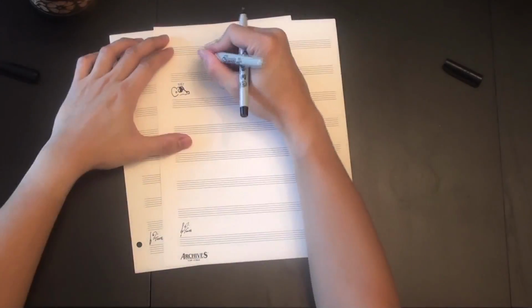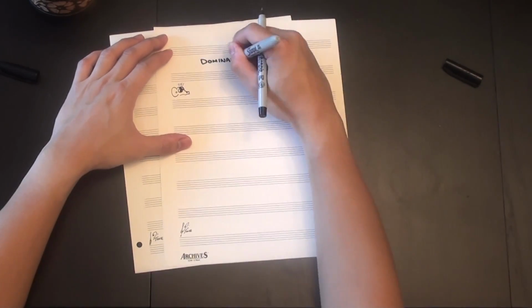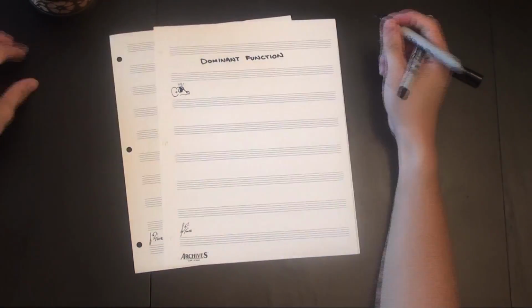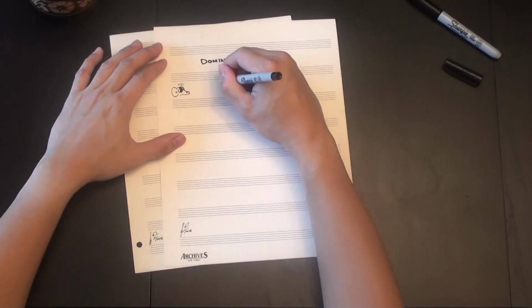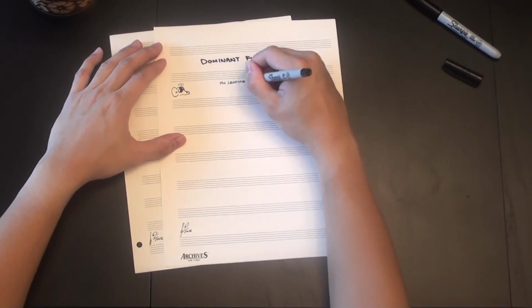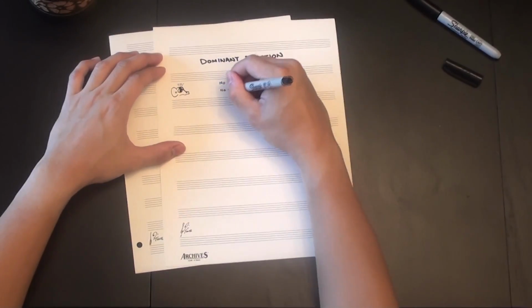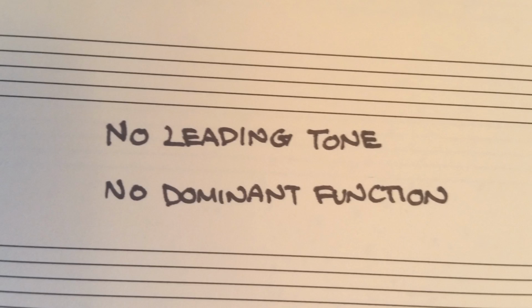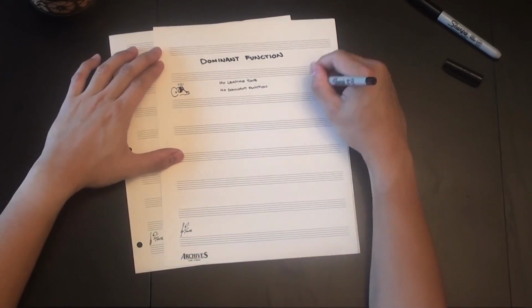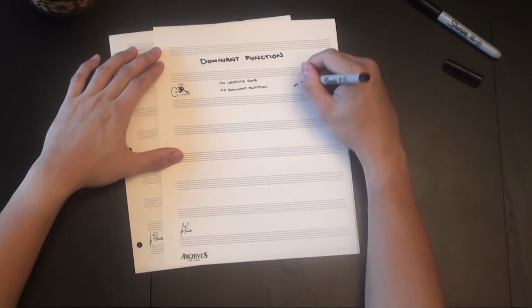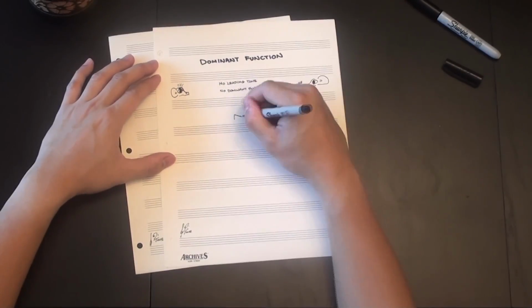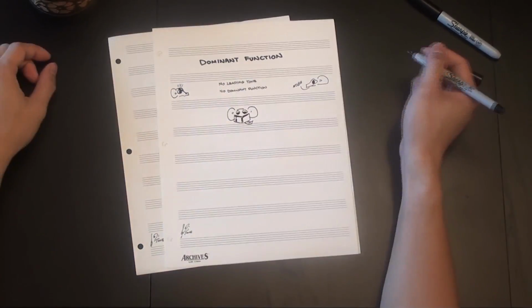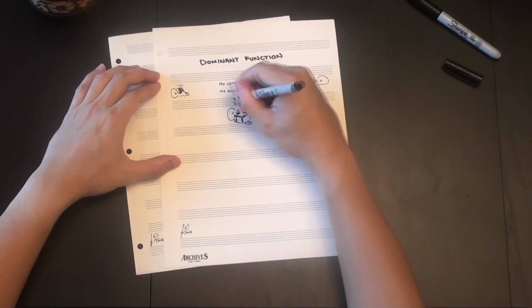Dominant function, as we mentioned previously, depends almost entirely on the half-step motion from the 7th degree to the tonic. In natural minor, we have a minor 7th, which means that we have no leading tone. This means that dominant function, which is really the most important of the chord functions, does not exist in natural minor. The scale may sound good melodically, but we have a huge harmonic problem.